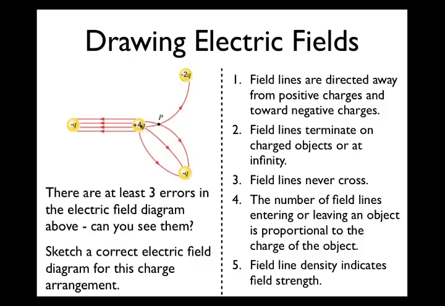2 of them would go between the 4q and the minus q, and 2 would go between this 4q and the minus q. And in both those cases, they would again diverge away from one another and then come back towards the charge when it got closer to the minus q point charge.